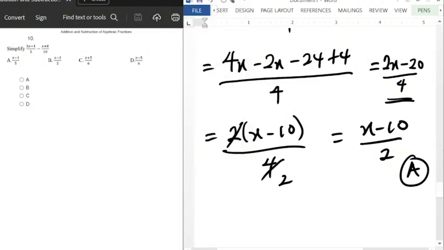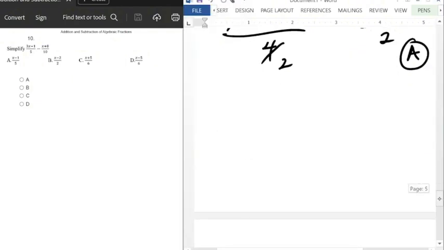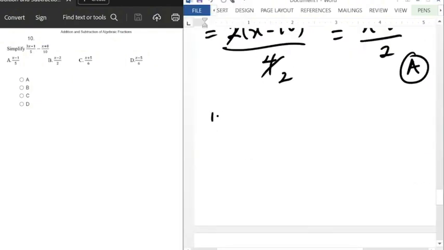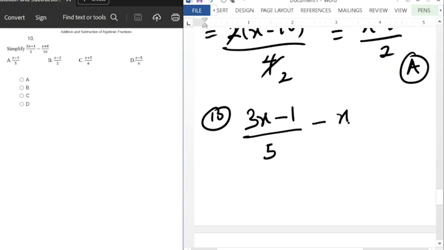So the last question we have here, question number 10. What we have there is: simplify 3x minus 1 all over 5, minus x plus 8 all over 10. For this, the same thing will be done. We find the LCM of 5 and 10, which is 10.